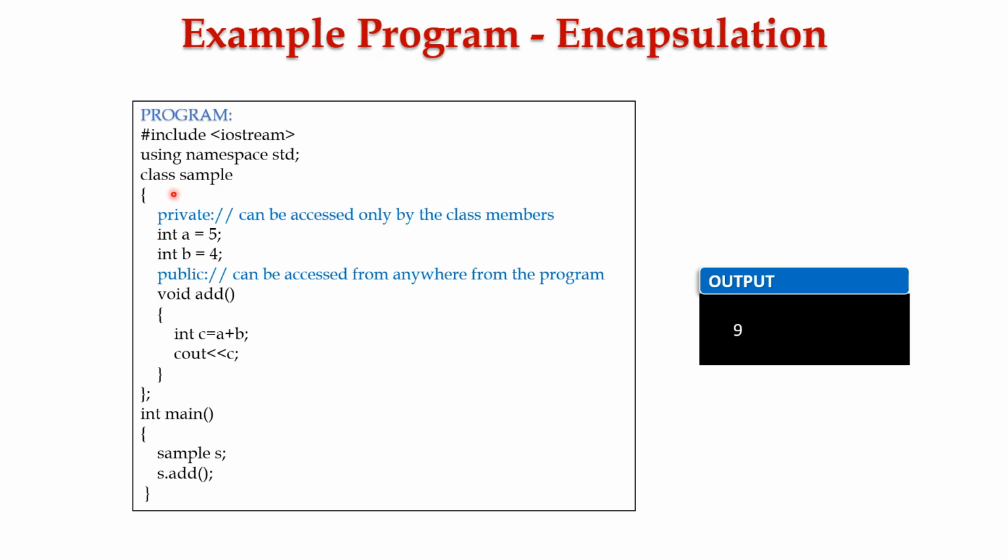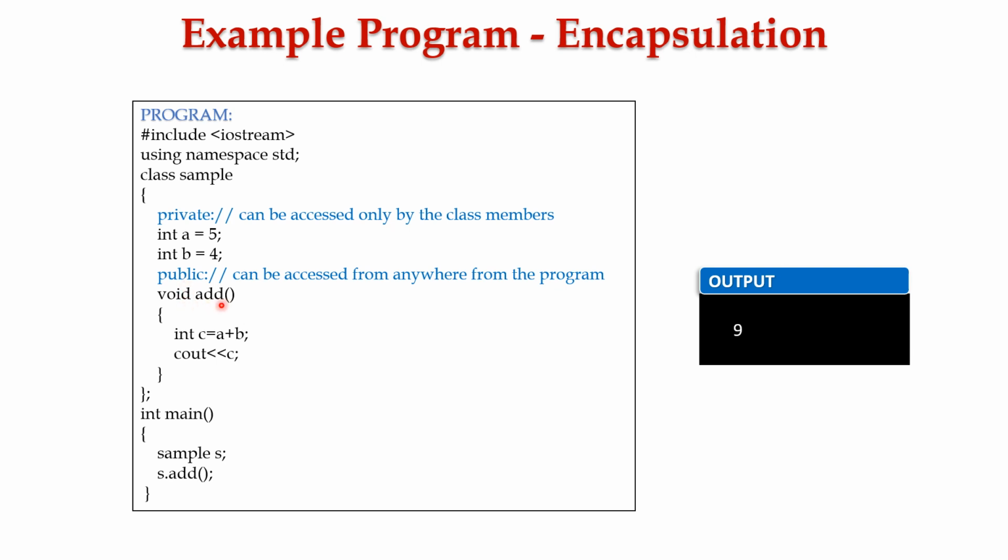We have defined the class definition for class sample. Private access specifier is given for the variables which are declared inside the class. We have the variable A of integer data type and assigned with value 5. We have the variable B of integer data type and assigned with value 4. Next, we have public access specifier for the functions which are declared inside the class.